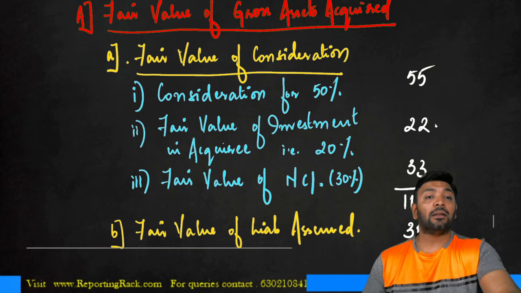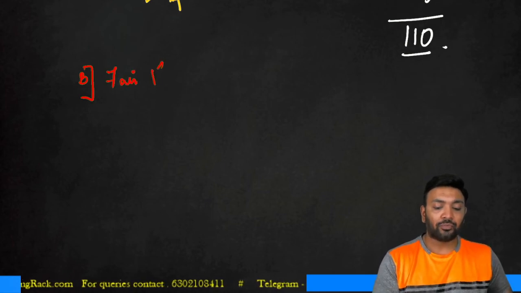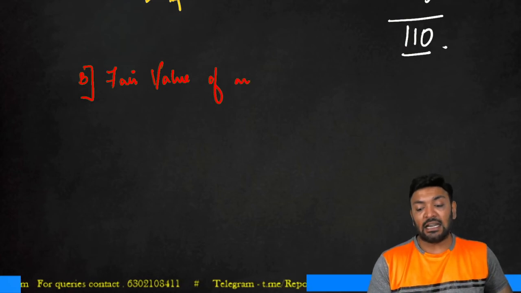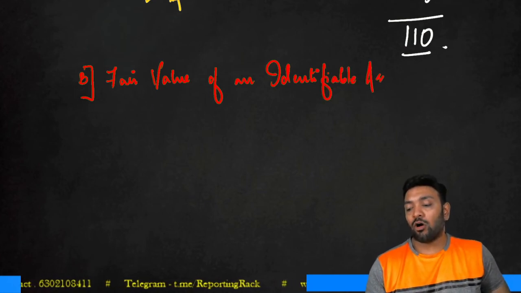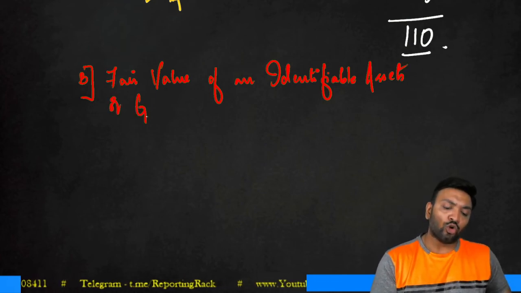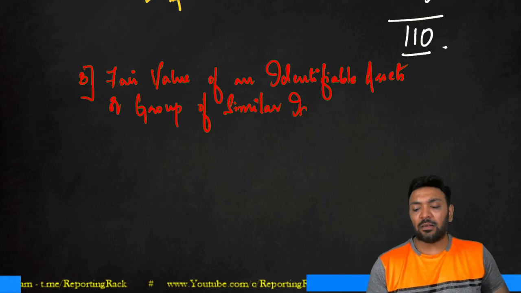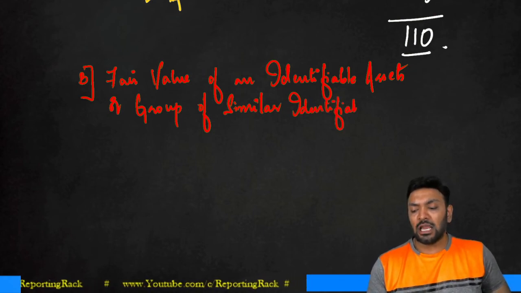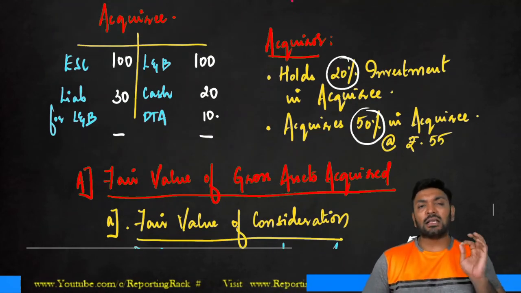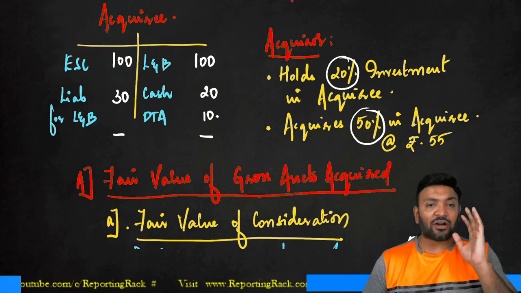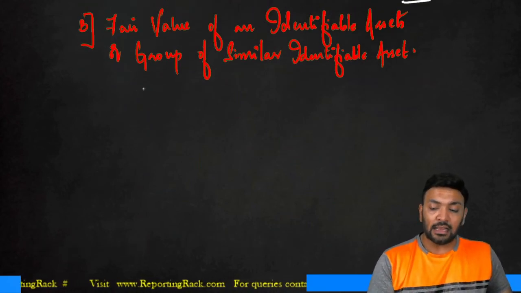Now let's get into the second part, that is part B. What is part B? Fair value of an identifiable asset or group of similar identifiable assets. Here, what is the only identifiable asset that you find in the balance sheet? Look at the balance sheet of acquiree and tell me, what is a single identifiable asset or similar assets that you find in acquiree? Only land and building. So the major identifiable asset which I get is land and building.